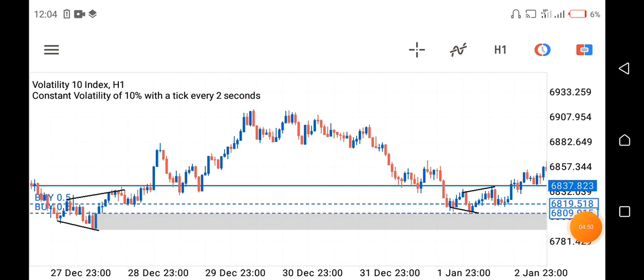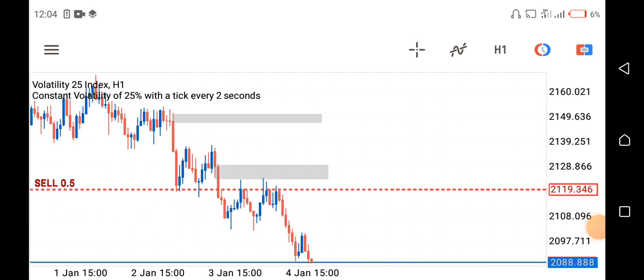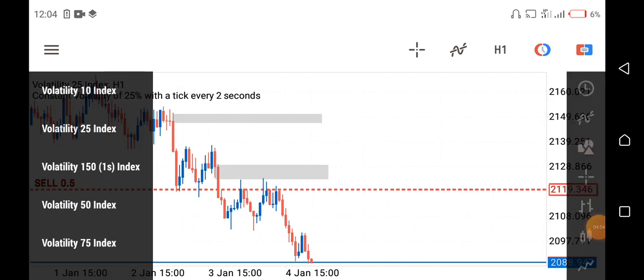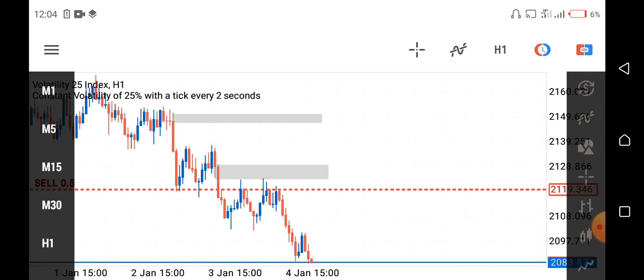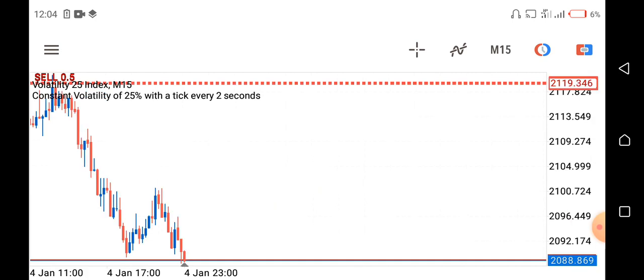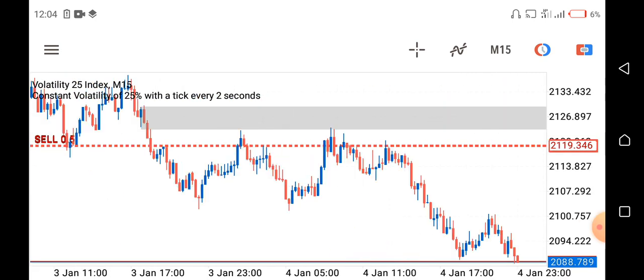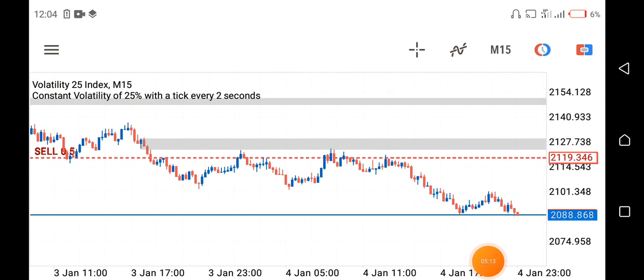So going back to volatility 25, first of all, I mark out my zones from the 15 minutes time frame, and this is the downtrend, so I only look out for supply zones. Going down to the 15 minutes time frame, you can see the zones clearly. The supply zones, this is the first one, and the market has tapped into it already and activated the sell limit.